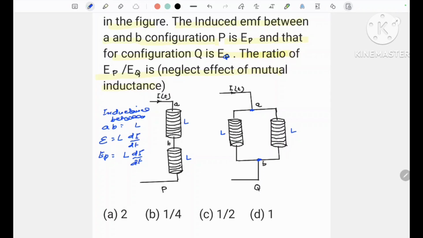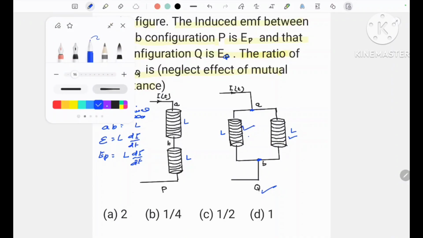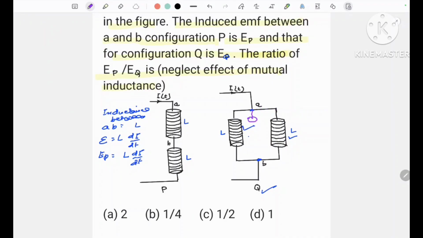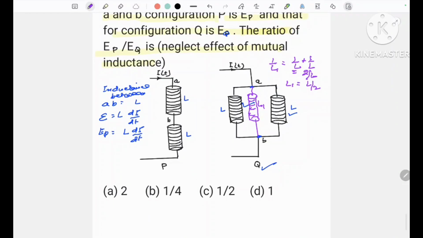The resultant inductance between A and B in Q configuration: ये दोनों इंडक्टेंस आर इन पैरेलल, तो रिजल्टेंट अगर यहाँ पे हम एक रिजल्टेंट इंडक्टर लगा दें और इस रिजल्टेंट इंडक्टर की इंडक्टेंस इज L1, तो 1/L1 विल बी इक्वल टू 1/L प्लस 1/L, 2/L और L1 इज L/2. तो AB जो EQ होगा, जो मैग्नीट्यूड होगा इसका L1 di by dt, or L by 2 di by dt.